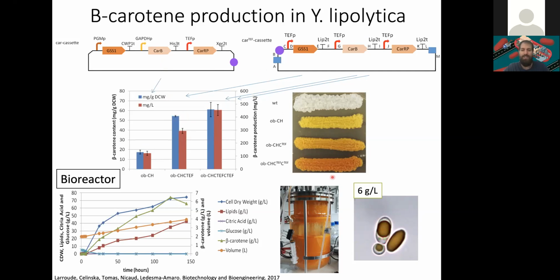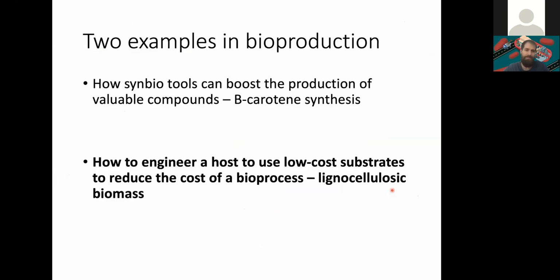So with this, we had a strain that was quite orange, producing a lot in flask, but we wanted to try more real, larger scale conditions. So we went to the bioreactors, and we optimized the bioreactor conditions a little bit, and we managed to produce 6 grams per liter of these compounds, and you can see the cells with all the beta-carotene inside. And that's the highest production that has ever been described of this compound so far. So that was for the beta-carotene production.